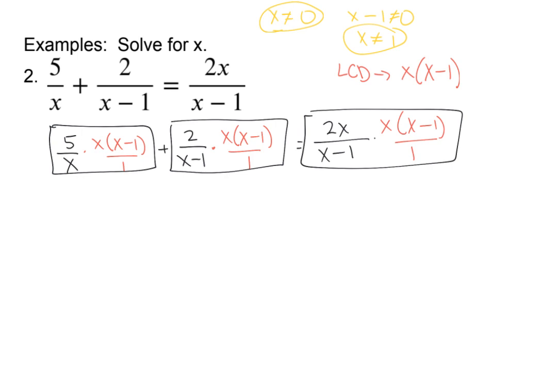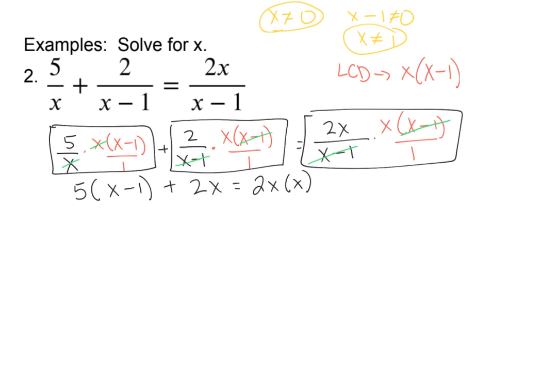Okay, if we've done this correctly, we should be able to cancel things and get rid of all of the fractions. So in the first one, I could cancel this x with this x. That's going to leave me with 5 and x minus 1, and just 1's on the bottom, so that's good. The second one, I could cancel x minus 1 and x minus 1. So I'm going to have 2 times x, which is 2x. And in the third box here, I can cancel x minus 1 with x minus 1. And I'm going to have 2x times an x.